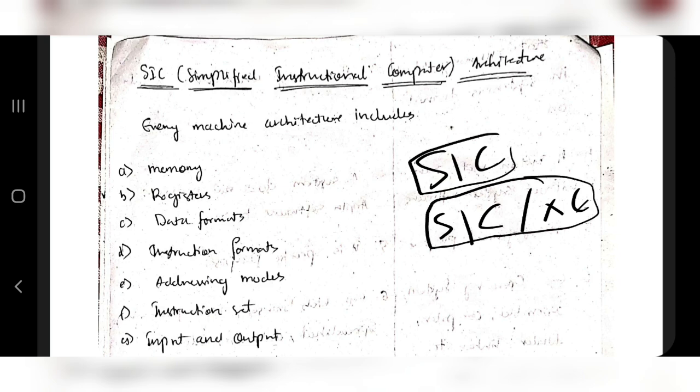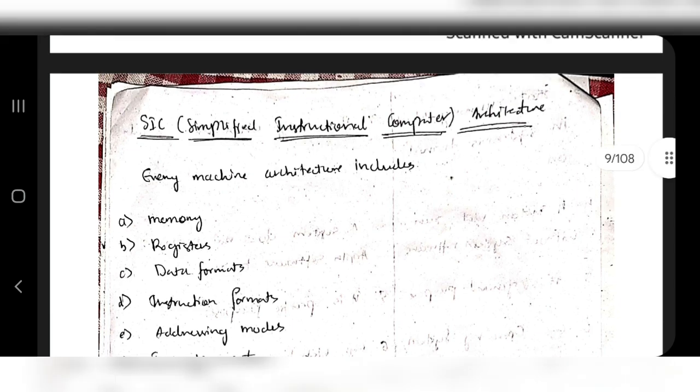So what does SIC mean? SIC is a Simplified Instructional Computer. Why we need it is because there are many computers around the world and they have different specifications, like different RAM, different compilers, different addressing modes and all. So many things are different. So which one will we specifically learn? If we learn this one only, we won't understand this one and this one. If we learn this one, we won't understand this one and this one.